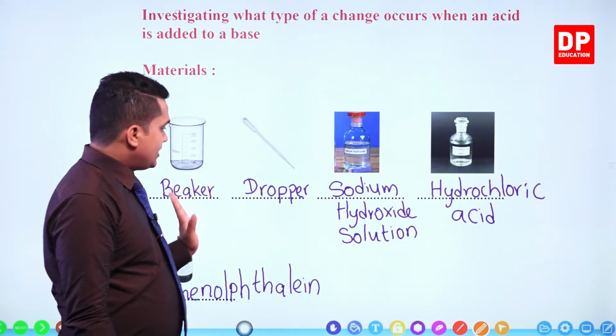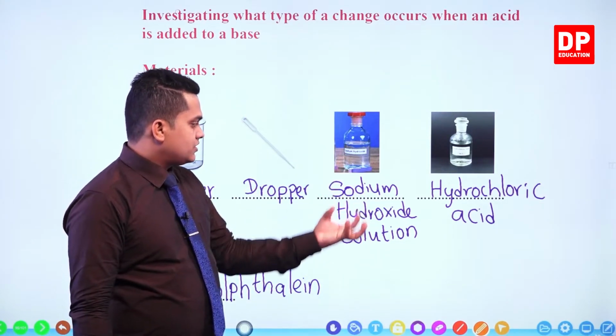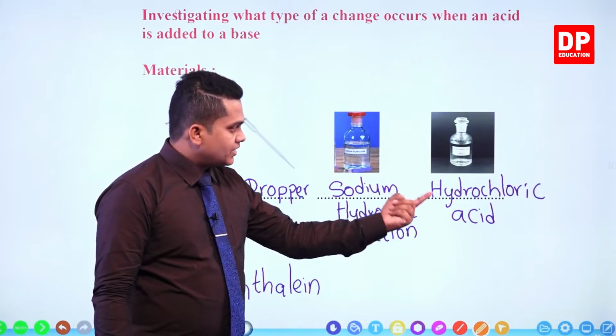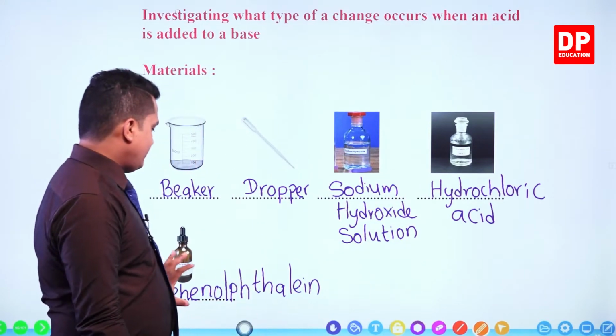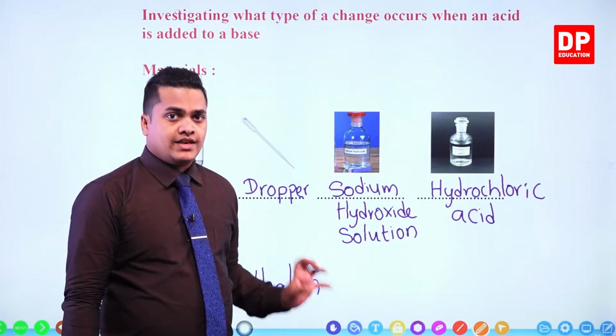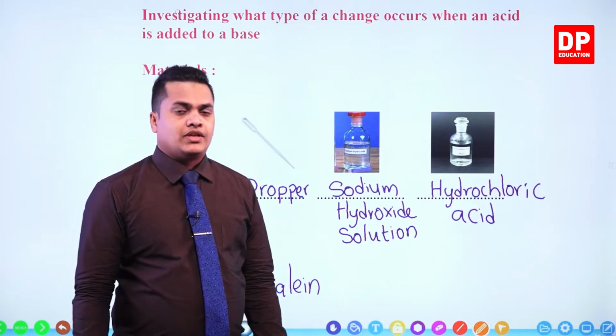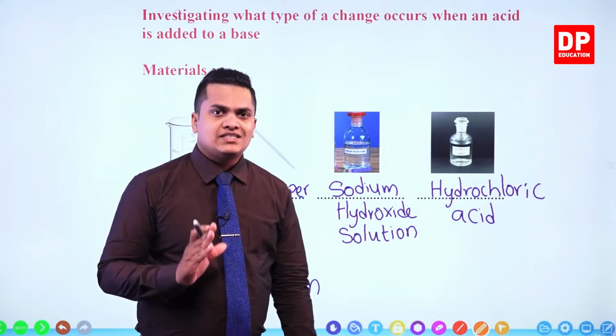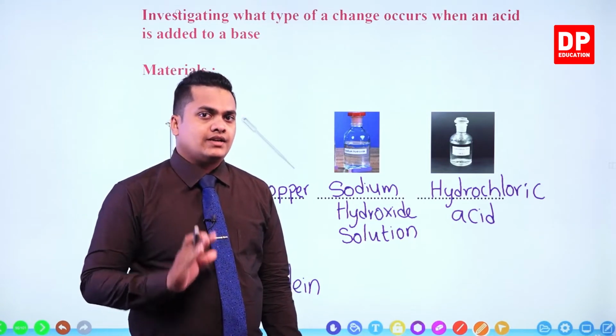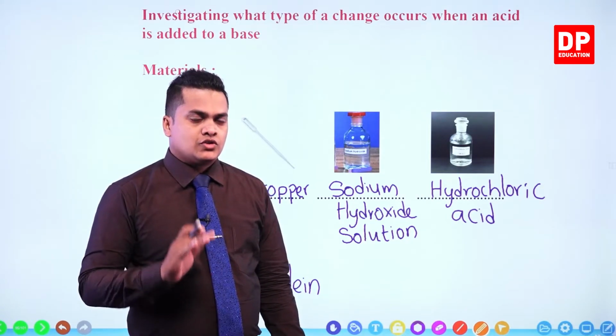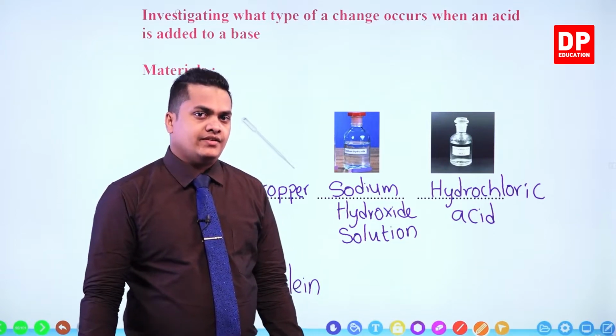So we'll be needing a beaker, a dropper, some sodium hydroxide solution, hydrochloric acid solution, and phenolphthalein as an indicator. So these are the substances that we need in conducting this activity. Let's see how to conduct this activity then.